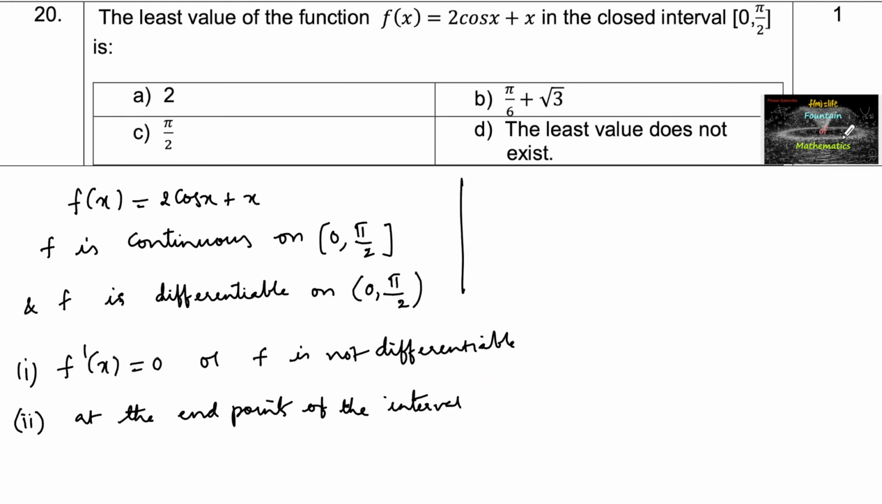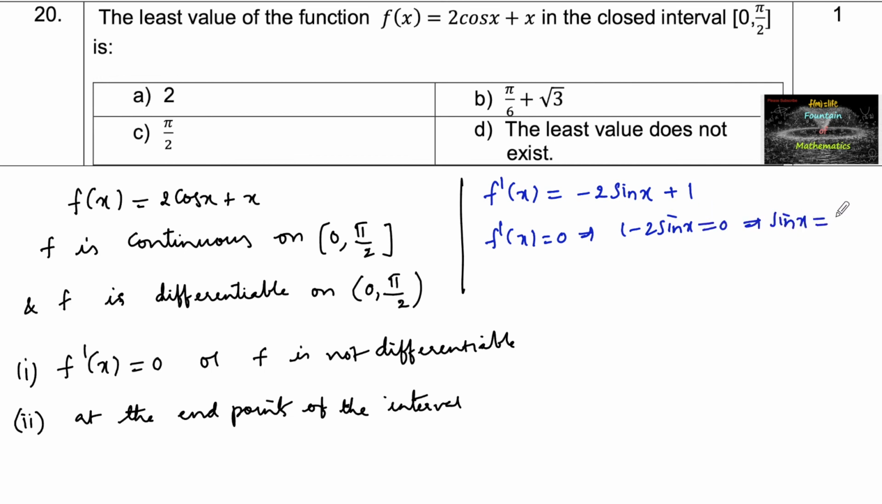So let us differentiate the function. So f dash of x is equal to, differentiation of cos is minus sin, so minus 2 sin x, and differentiation of x is 1. So for f dash of x equal to 0, 1 minus 2 sin x is equal to 0, which implies sin x is equal to 1 by 2. For sin x equal to 1 by 2, in the interval 0 to pi by 2 we can take sin x equal to sin 30 degrees, that is pi by 6. So x is equal to pi by 6.